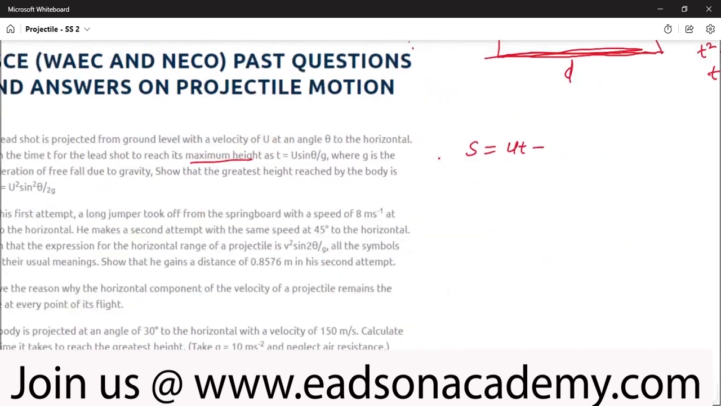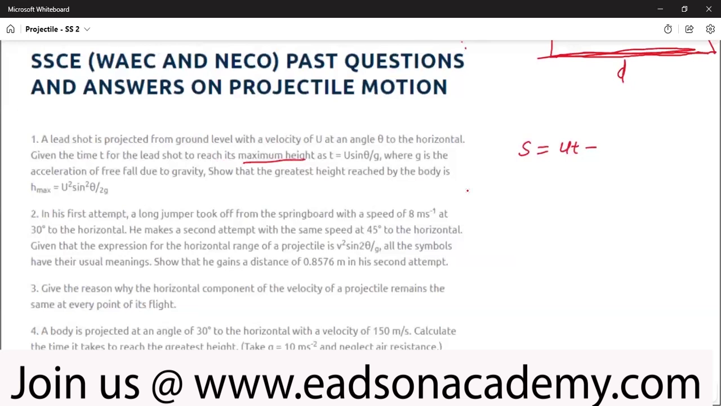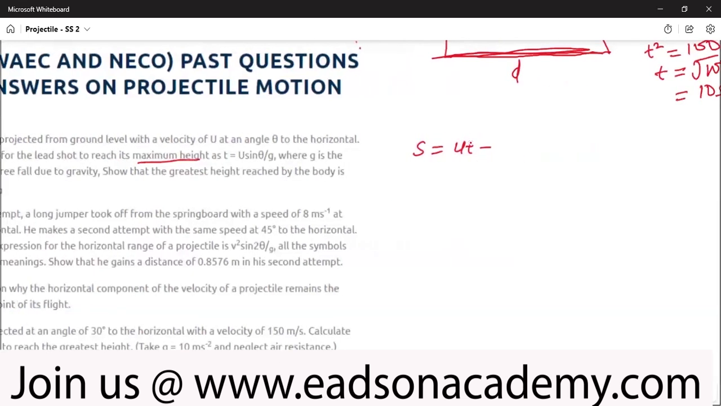Place some borders on the maximum height, and it is shot from ground level. When something is moving upward, it's moving against gravity, so the acceleration due to gravity is negative: minus half gt squared. They say t is u sine theta over g, while the initial velocity is u. We know that we resolve this initial velocity u into horizontal and vertical components. The vertical component is what is projecting this thing upwards to the maximum height. So that vertical component is u sine theta.